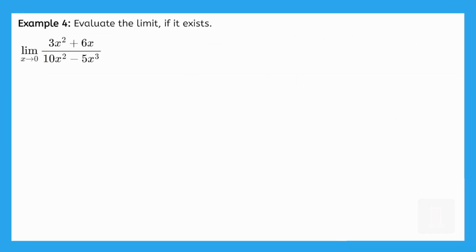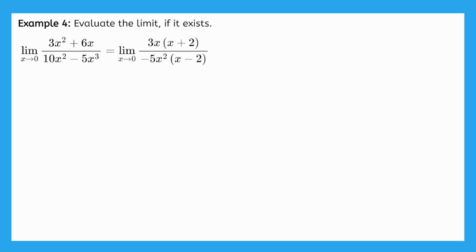Now try out this example. Pause the video now. Before doing any algebraic manipulation, like factoring, we can check whether we actually get an indeterminate form or whether direct substitution will do the trick by substituting 0 for x. Since we get the indeterminate form 0 over 0, let's remember we need to investigate further because the limit may or may not exist. Let's try some simplification and see what happens.